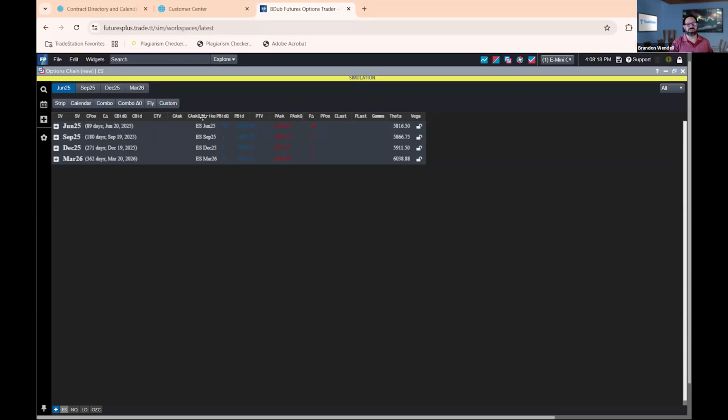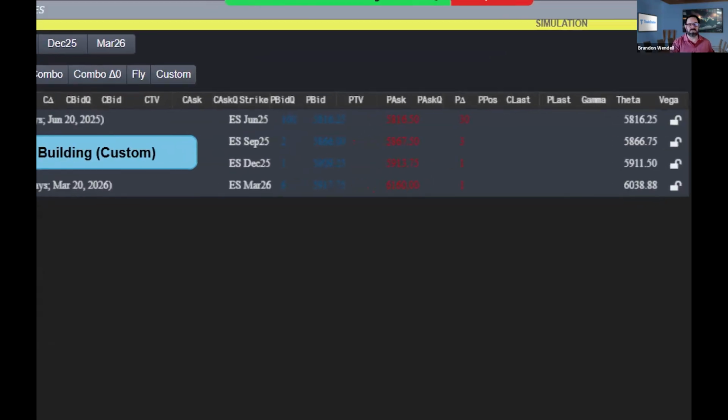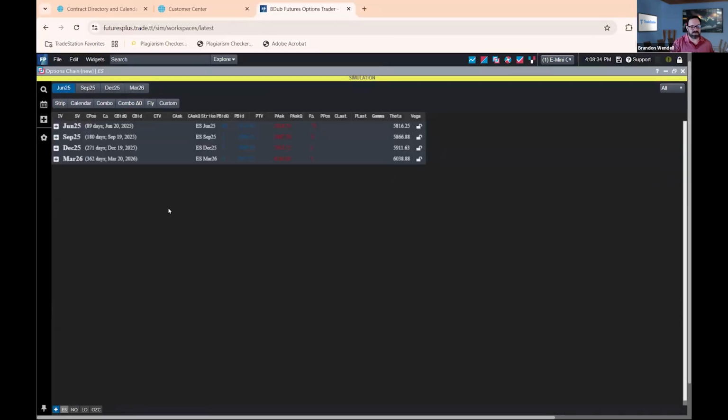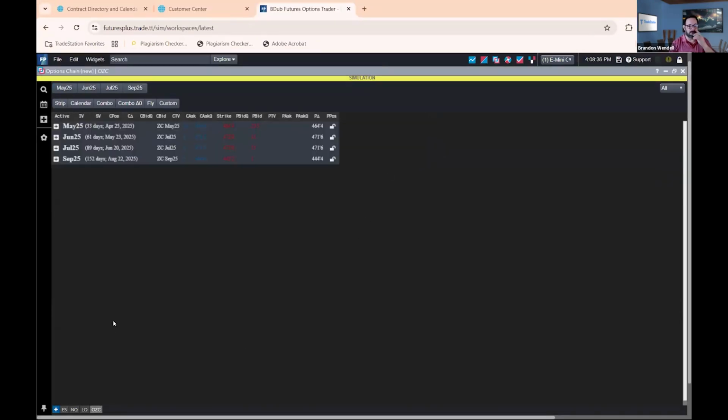June is June. It shows you the underlying securities. Again, let me zoom in. The underlying security for the June futures is June 2025 ES, and so on. The September's is September's. But that's not always the case. That's the problem.